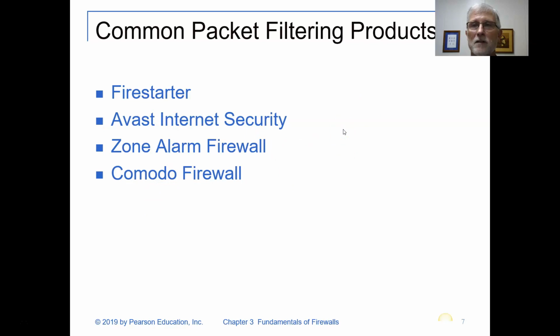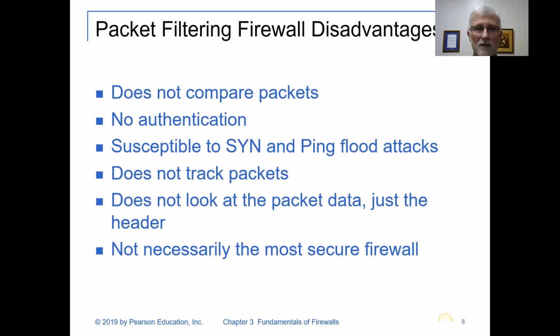The links are in the textbook as far as if you're interested in looking at one of the common packet filtering products. Now, the disadvantage: it doesn't compare any packets. A packet comes in, it checks it against the list, lets it go through, or denies it. It doesn't compare if 10 packets come in with the same data. It's checking each one totally identical. There's no authentication, and it definitely can be susceptible to a SYN or a ping flood attack. It doesn't track any packets. It looks at the data, moves on. It just looks at the header, addresses, protocols, and doesn't even care what the data has. So not necessarily the most secure firewall that you can have.